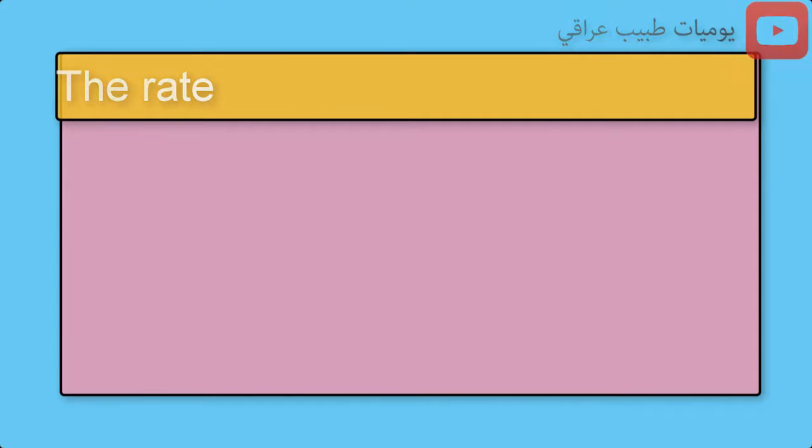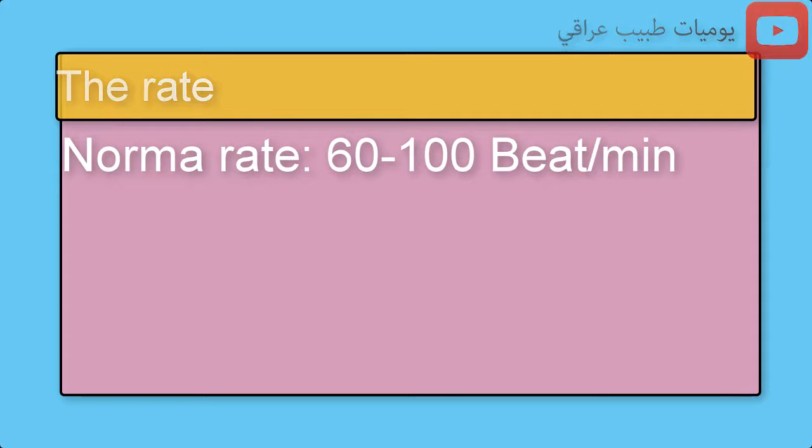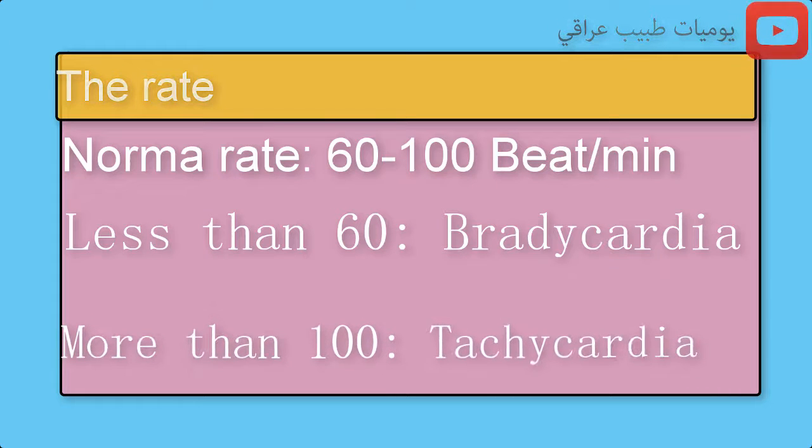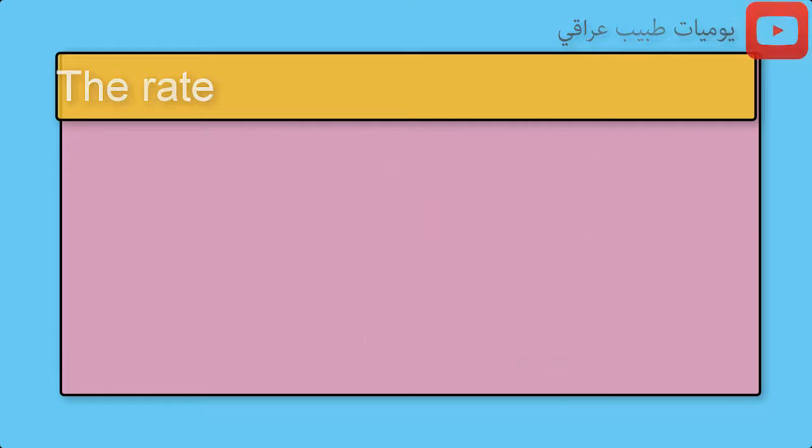The rate. Pulse rate in 1 minute. So the normal pulse rate is about 60 to 100. If it is less than 60 beats per minute, it's called bradycardia. And if it's more than 100 beats per minute, it's called tachycardia.